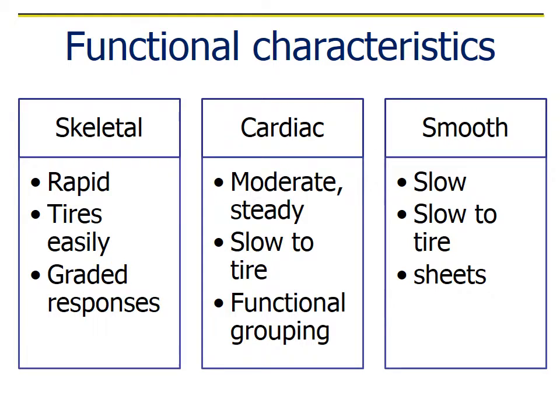Cardiac. It's a good thing that cardiac muscle cells are slow to tire. They are arranged in functional groups called bundles, and more about those in AMP2. Smooth. Also slow to tire. These cells are interconnected in large sheets, and there are two types of smooth muscle.